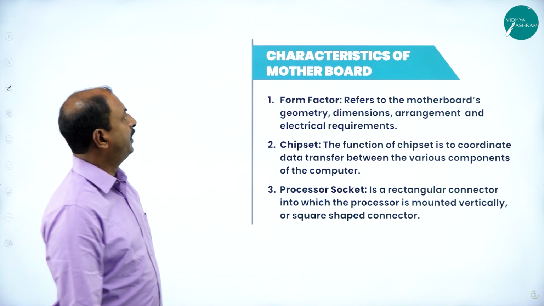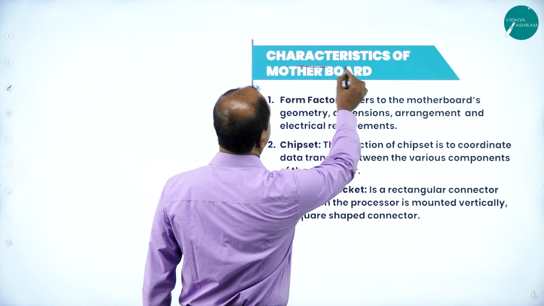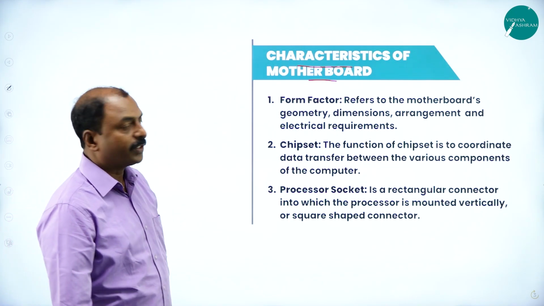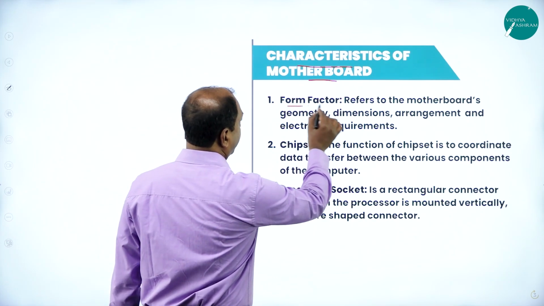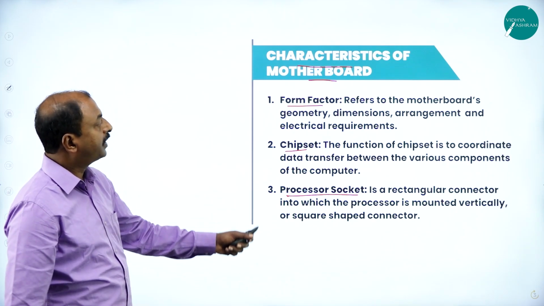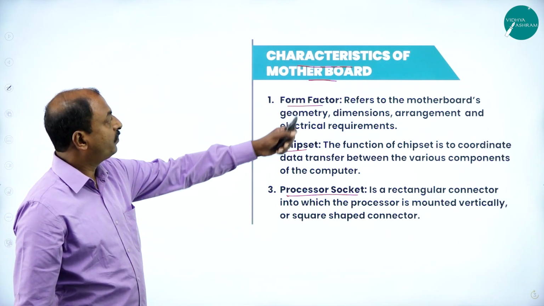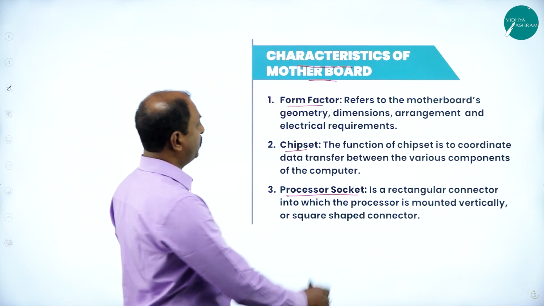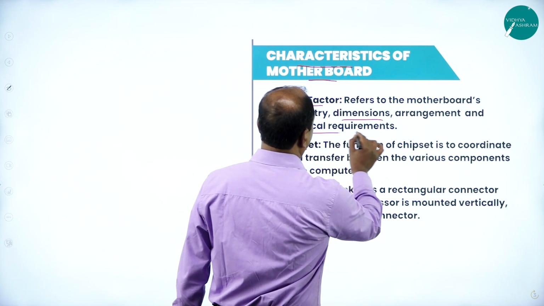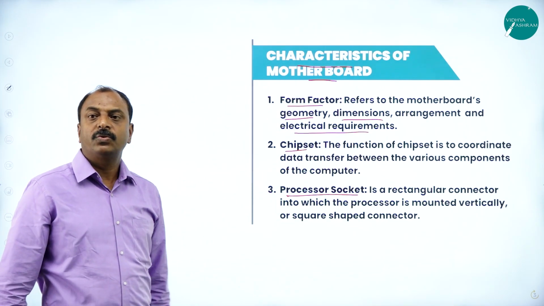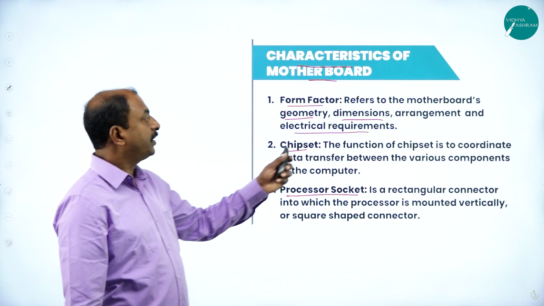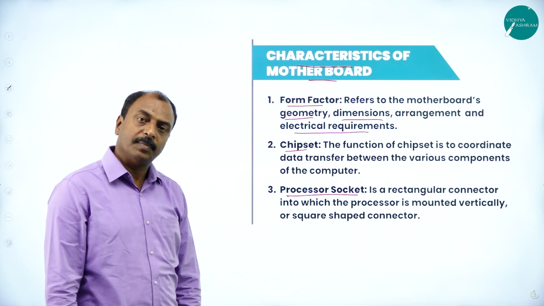In the next slide, let us see what the characteristics of a motherboard are. Here the motherboard is characterized by three factors. They are form factor, chipset and processor socket. So these are the three characteristics of a motherboard. So what is a form factor? The form factor refers to the geometry, dimension and arrangement of electrical requirements. So this factor is going to decide the size of a motherboard, the shape of the motherboard, and also the electronic components to be fitted on the motherboard.